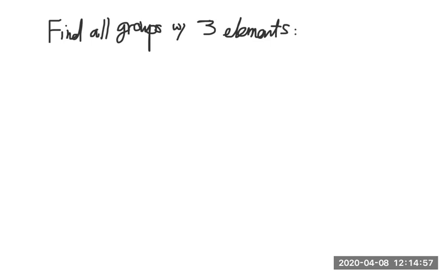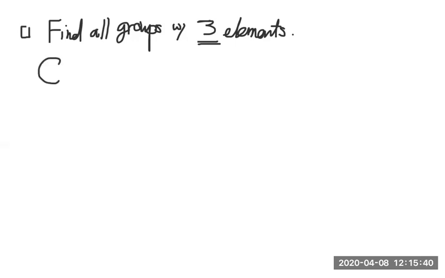Okay, I want to find all groups with three elements. Now, what should I do? So let's first say we are looking at the abelian groups. Or maybe not. Maybe I can just tell you the theorem directly. There's a theorem which completely answers this question in a much more general sense. The important thing here is that 3 is a prime number, but without thinking about that stronger theorem, let's first just try to solve it by hand.